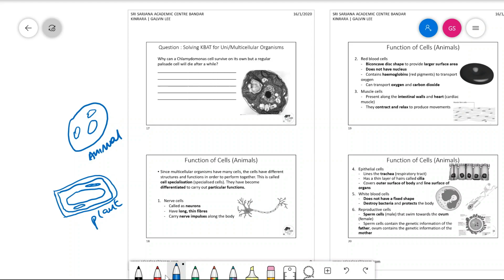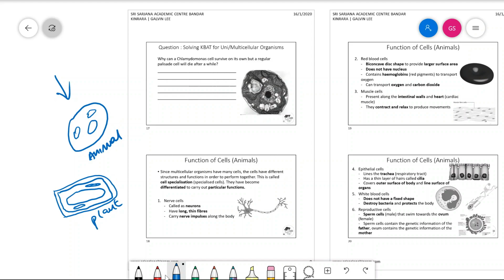But although this animal cell looks like this, it will also appear in different shapes and different sizes, so that it can carry out different functions. For example, the cell in your liver and the cell in your kidney cannot be the same as the cell in your eye, correct? The cell in your eye is for you to see. The cell in your kidney is for you to process your urine. So it's a different function, but it's all one type of animal cell.